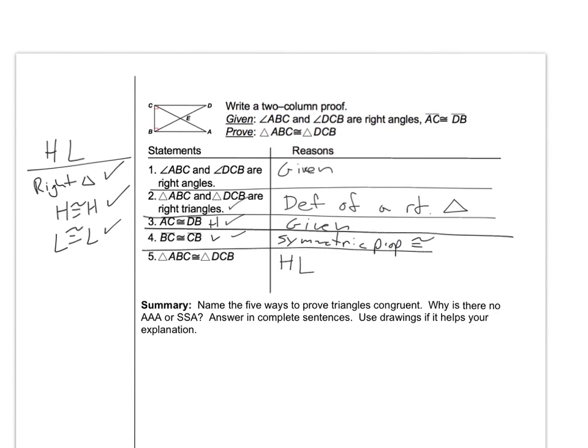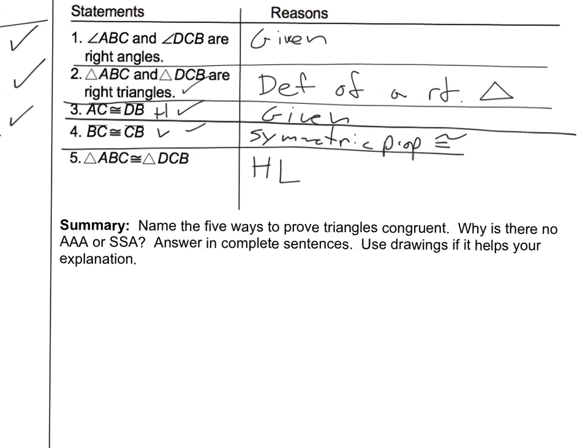So we've named 5 ways to prove triangles are congruent. I want you to name those 5. Why is there no AAA or SSA theorem? Answer it in complete sentences. Use drawings if it helps your explanation. I think this one you guys will be able to understand why that doesn't prove triangles congruent, so give me your best shot at that.